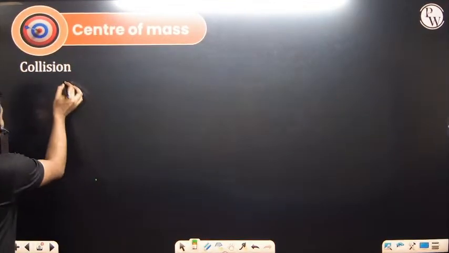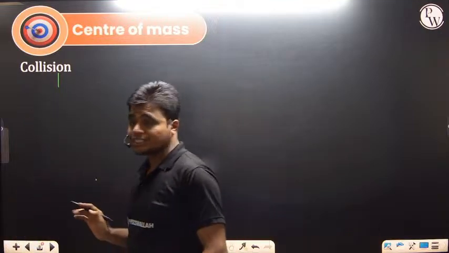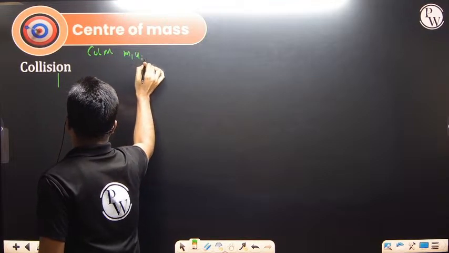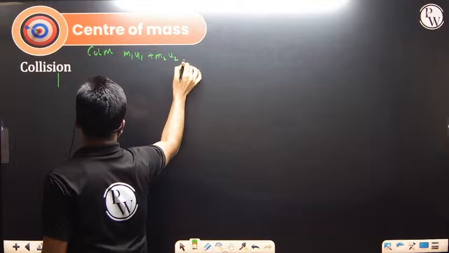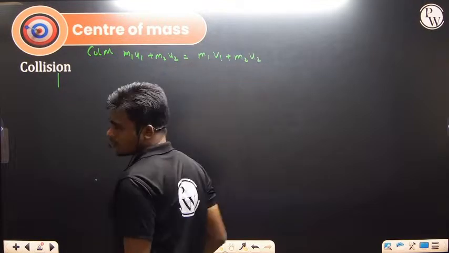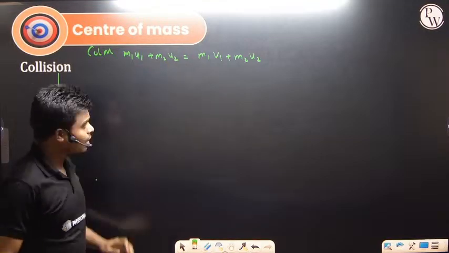Next we have collision. In any type of collision in given NEET questions, we can always do conservation of linear momentum. So conservation of linear momentum: m1 u1 plus m2 u2 is equal to m1 v1 plus m2 v2. That is, momentum before collision should be equal to momentum after collision.